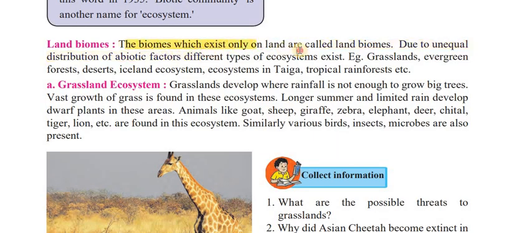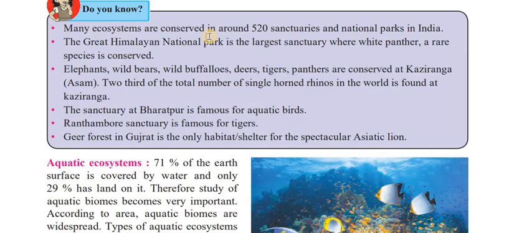The biome which exists only on land is called land biome. Example, grassland, evergreen or desert biome. Here some questions will come in the exam for one mark. First one, around 520 sanctuaries and national parks are available in India.